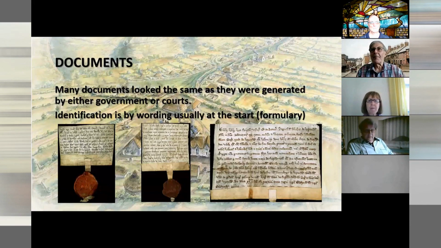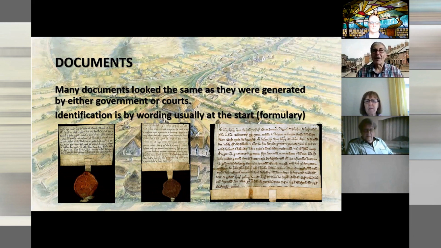Most documents look the same because they were generated either by the government or the courts. So they're legal documents, and they're usually identifiable by the wording at the start. In other words, the formulary. When you look at a will, you've got "In the name of God, amen," or "This is the last will and testament." Different types of documents started in different ways. And again, I'll show you a few, but not all of them. And you need to use research guides issued by National Archives and places like that to understand the formulary that will appear, so that you know which type of document you're looking at.